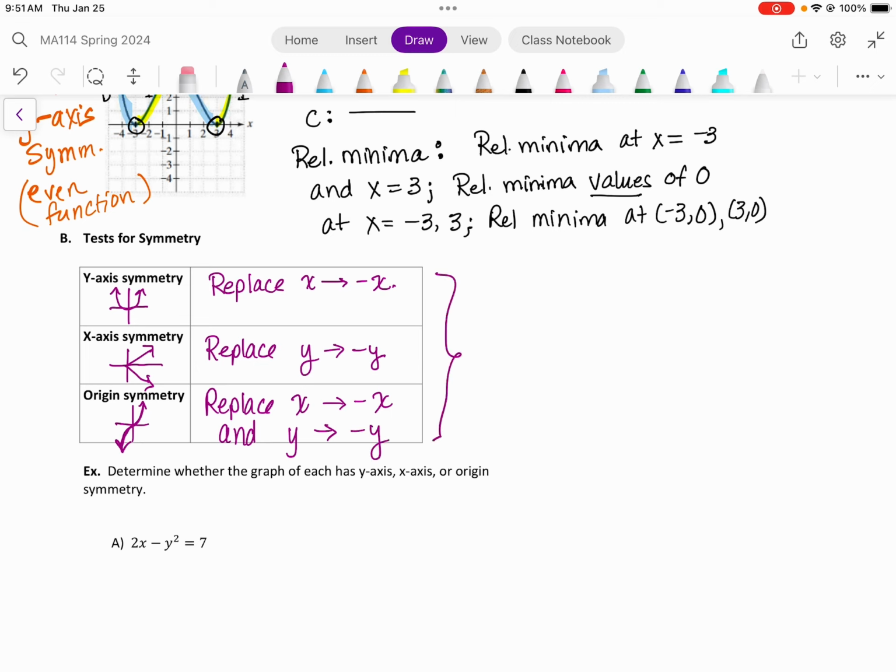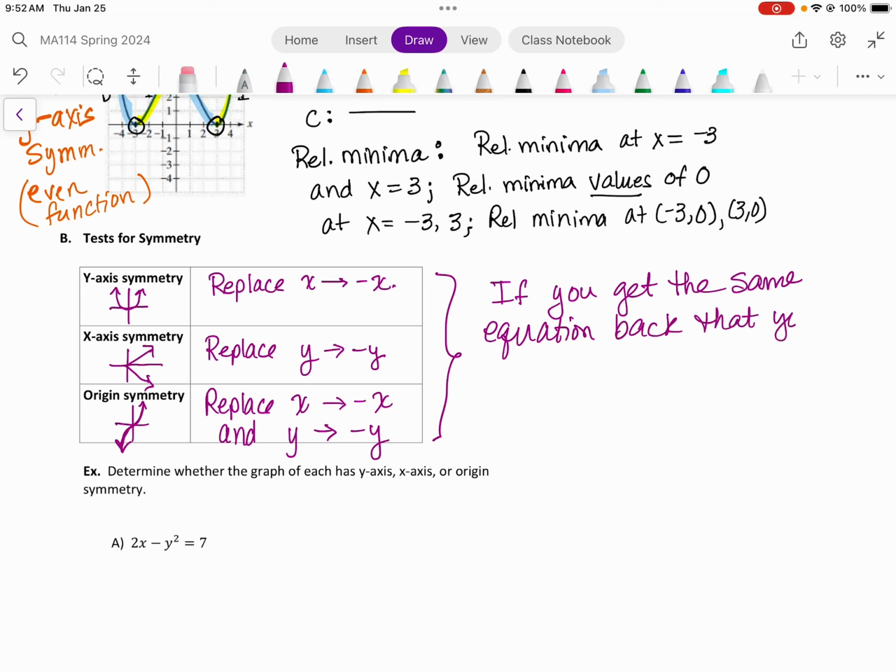So the test works like this. You're going to replace x with negative x or y with negative y or both. And if you get the same equation back that you started with, then the equation has that type of symmetry.